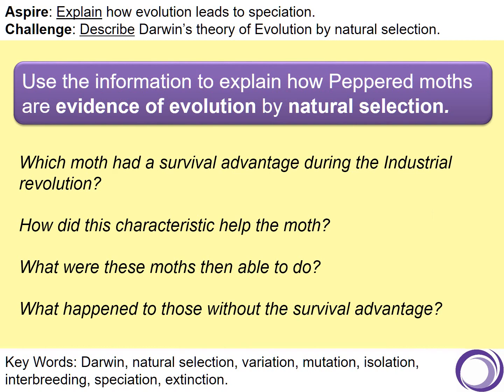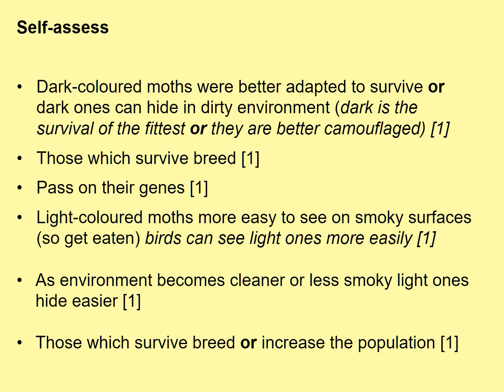Which moth had a survival advantage during the Industrial Revolution? Well, it was the darker coloured moths because they were better adapted to survive. Or the darker ones could hide in the dirty, polluted environment. You might have said dark is the survival of the fittest. Or you might have just said the darker ones because they are better camouflaged. The characteristics that help them survive mean that they can breed and they can pass on their genes. You might have used the word reproduce and pass on their genes to their offspring or future generations, but pass on their genes is fine.